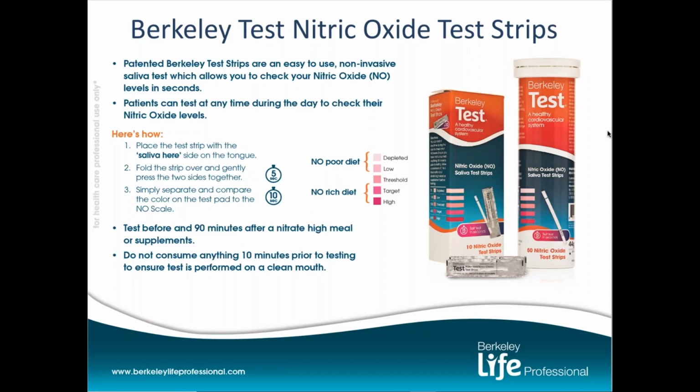While we don't recommend only supplements, at lunch and dinner you can be including leafy greens. Berkeley Life is an ideal way to improve it. They're also a great tool for compliance. When someone tests and is low or depleted, if they take 2 capsules of our product, or eat a big salad and test again about 90 minutes later, they'll see an improvement.